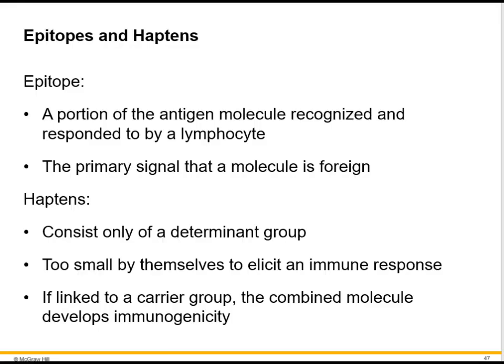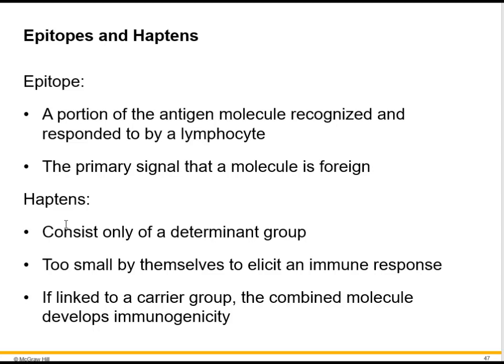So as you can see, epitopes are different than an antigen. Antigen is the whole, and the epitope is the portion of the antigen that is recognized and responded to by a lymphocyte. It is the part of the molecule that is identified as foreign. It is the primary signal that says, hey, this is foreign, it's not supposed to be here.